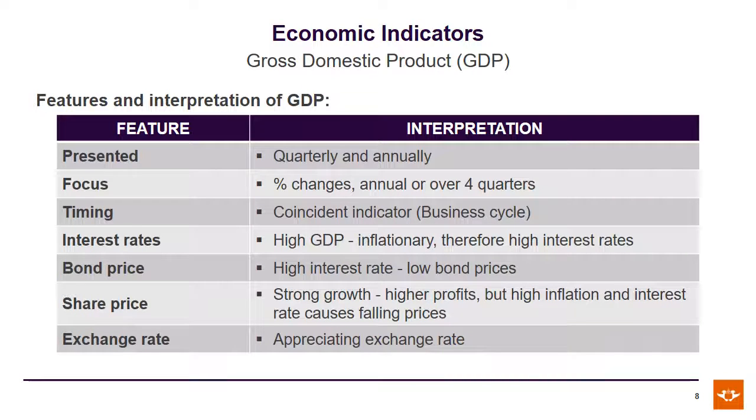GDP information tends to be presented either quarterly or annually. The focus is on percentage changes. During periods of high GDP, which also tend to be periods of high inflation, interest rates will be high. So the impact on asset classes such as bond and share prices: bond prices will be low because interest rates are high, and share prices will tend to be strong.